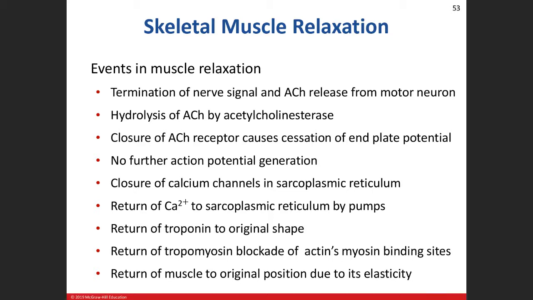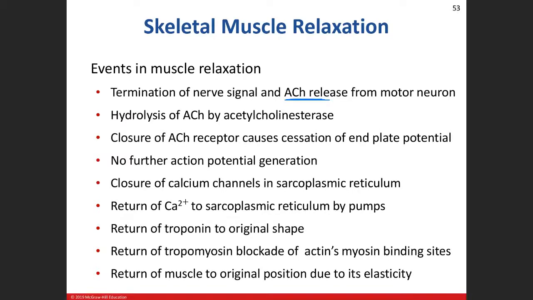All right, the first one here, stopping the action potential. If we stop the action potential from the motor neuron, we're not going to release acetylcholine anymore from the synaptic knob. So therefore, we'll never have the excitation-contraction coupling, and we'll never have crossbridge cycling. So that's a good way to relax a muscle.